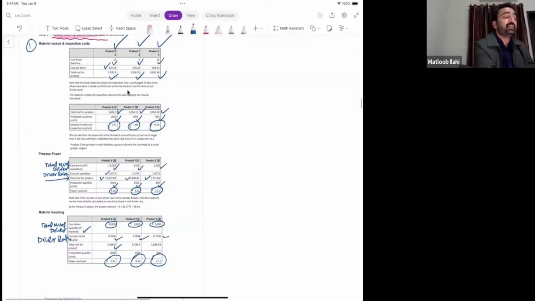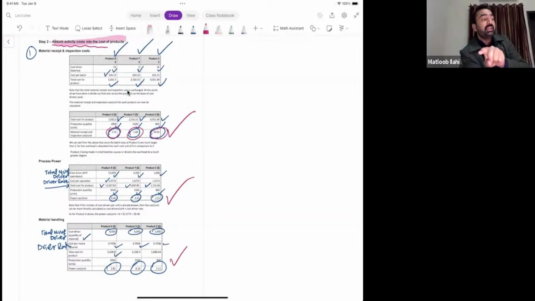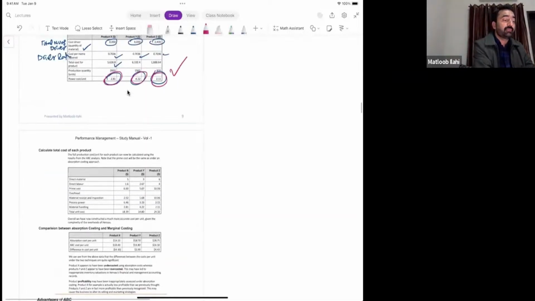Okay, so we have done this one, cost per unit, this one, and this one. So now we can add all this. This is the material receipt and inspection cost per unit. This is the process power cost per unit, and this is the material handling cost per unit. So we have done all this, and here we can absorb into the product cost.